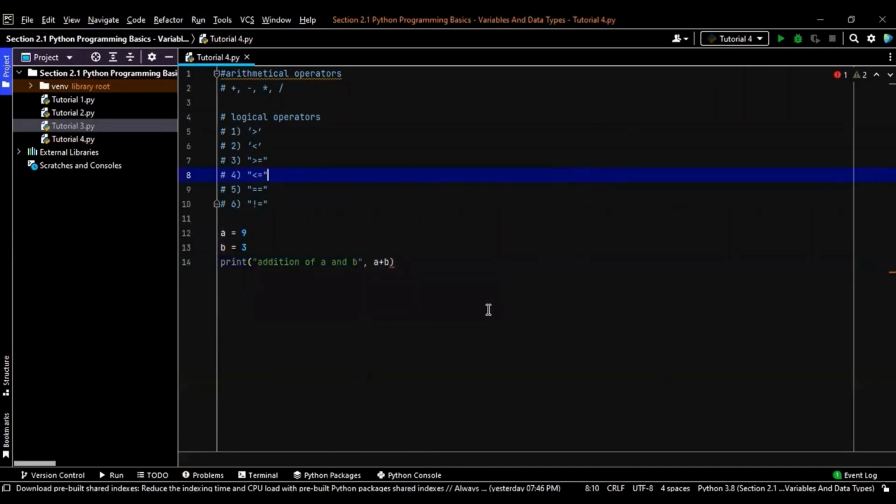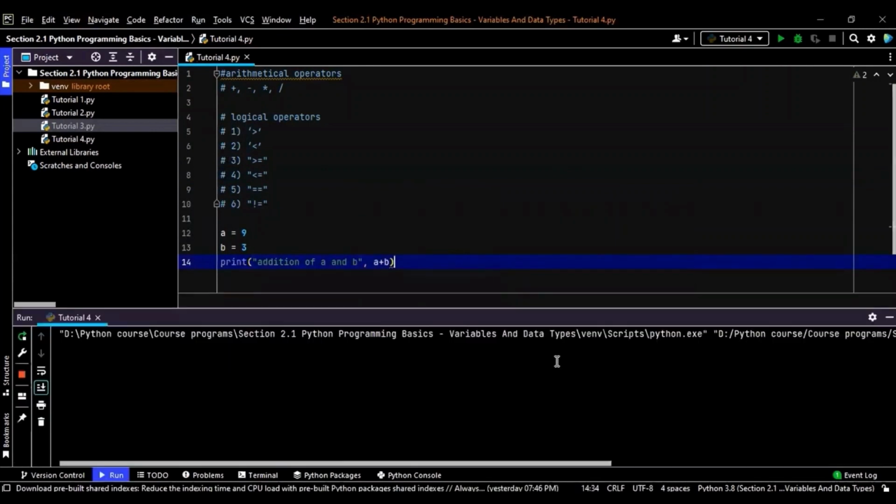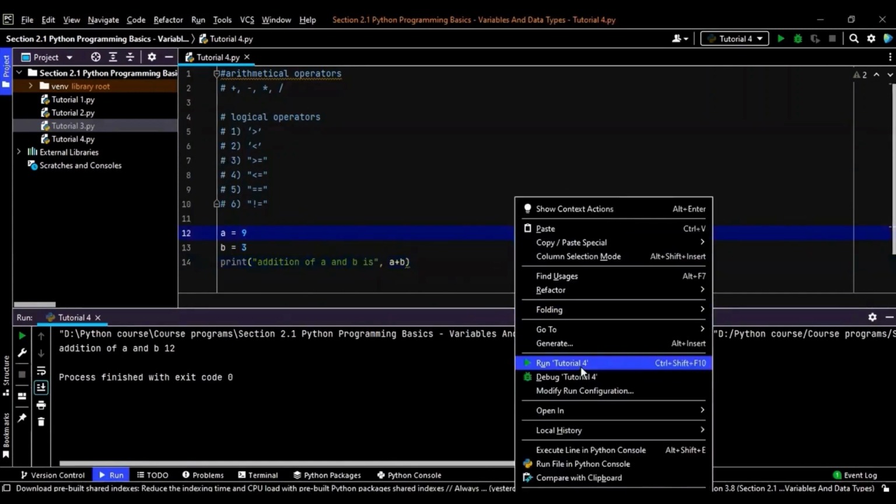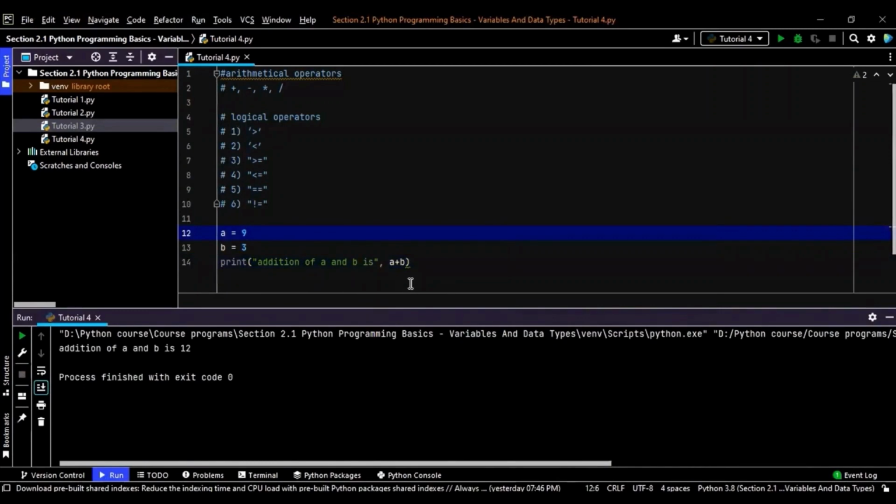Let's run this. See, addition of a and b is 12. Okay? So now it actually gives me the addition of two numbers. So definitely it can give me the multiplication, division and subtraction as well.